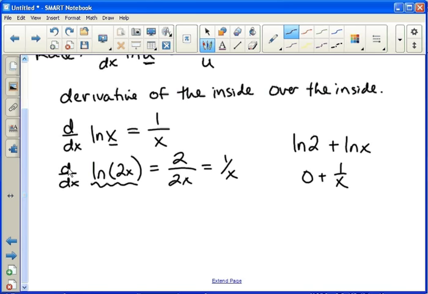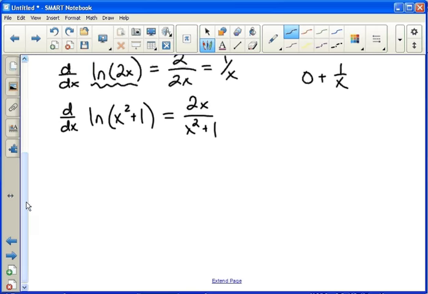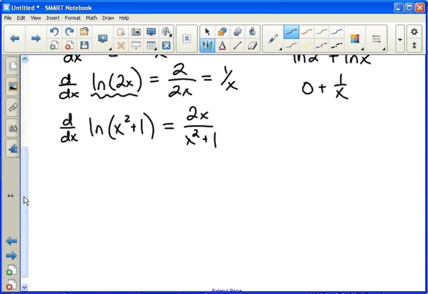Okay, next let's look at the derivative of the natural log of x squared plus 1. You do the derivative of the inside over the inside. So hopefully you can see the rule's not all that complicated. You just do du over u, derivative of the inside over the inside. Now, like I said, you may sometimes have to do some of the rules we've learned before, product, quotient, and chain.